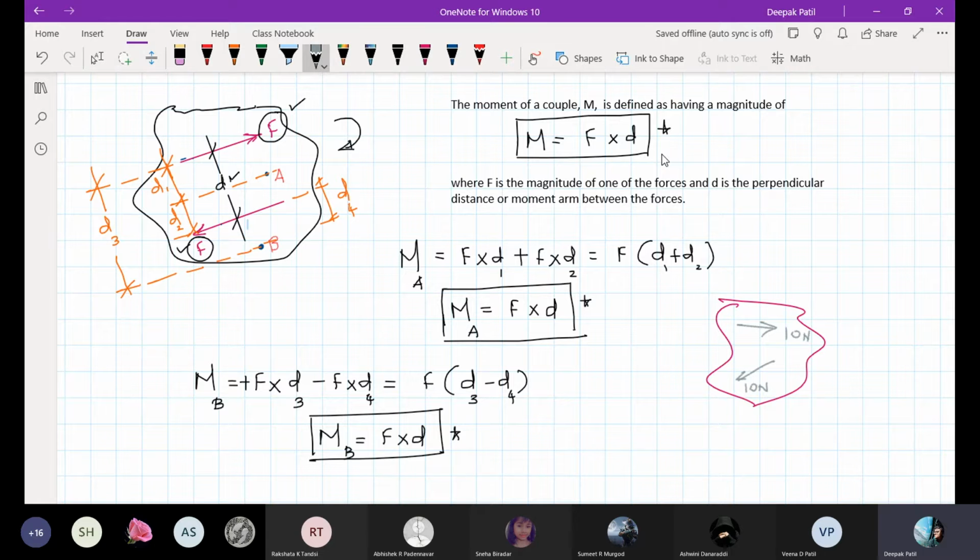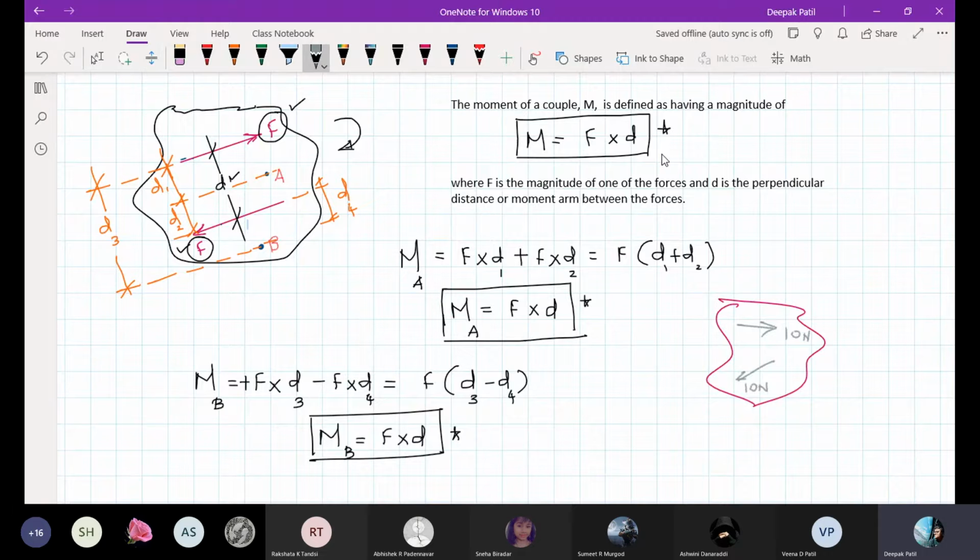Will these two forces form a couple, students? No, sir. Why not? Sir, the forces are not parallel. Yes. See here, both forces are equal in magnitude, opposite in direction, and they are separated by a distance.